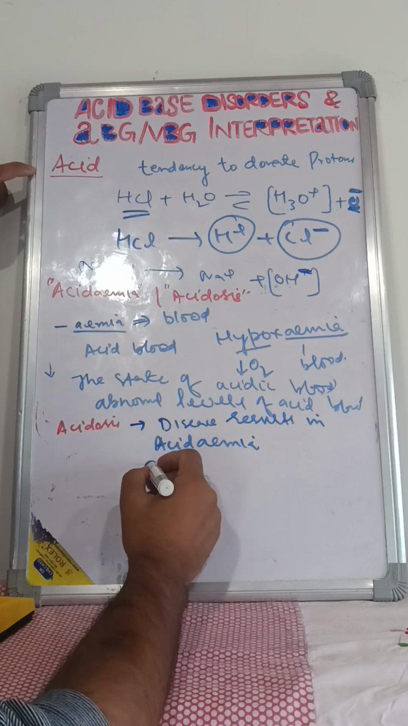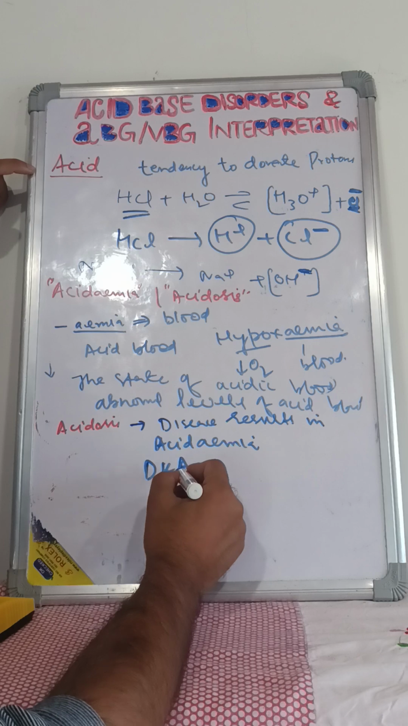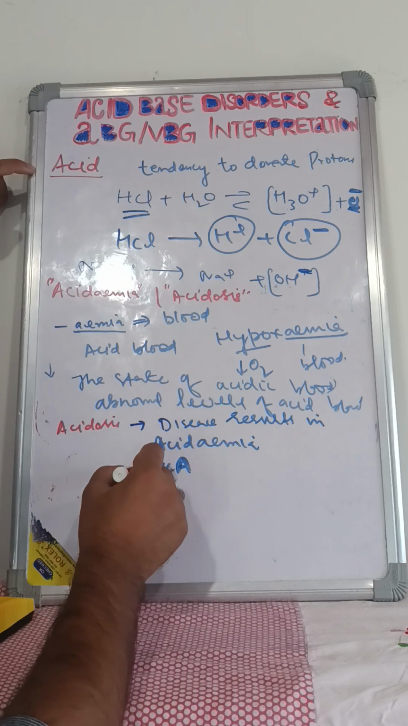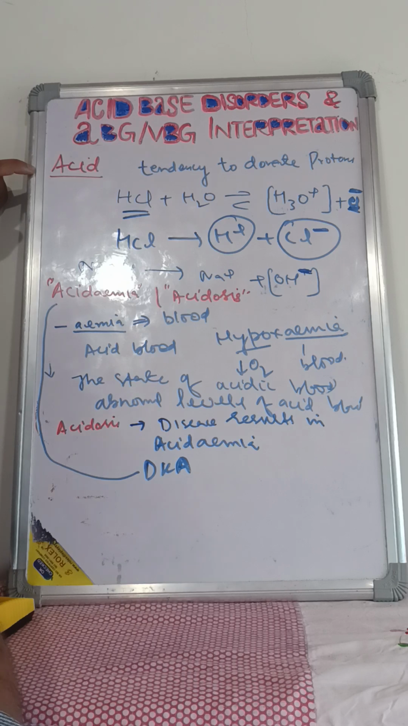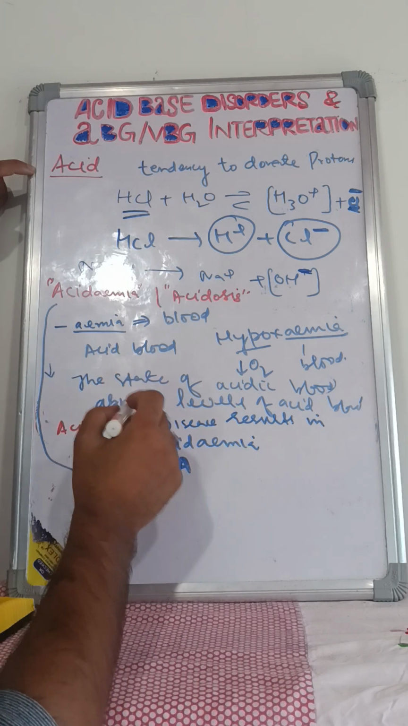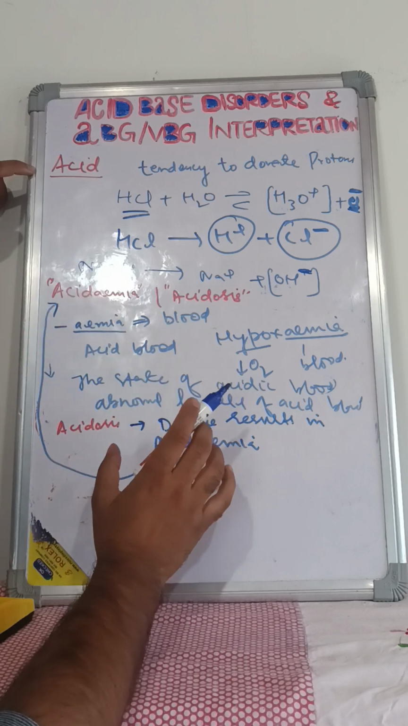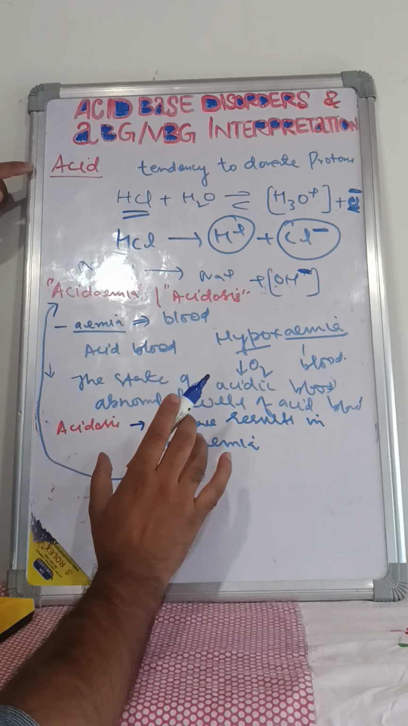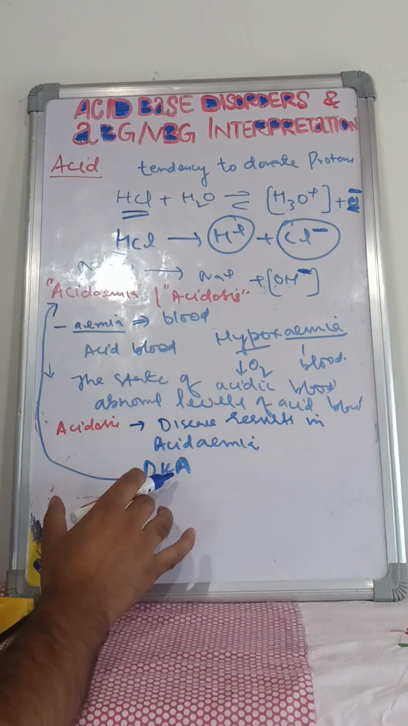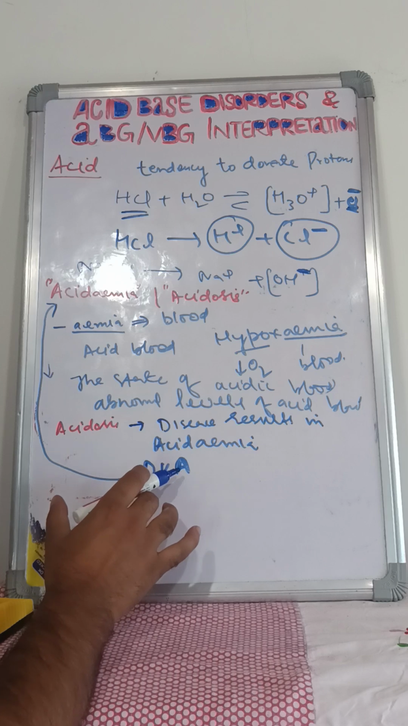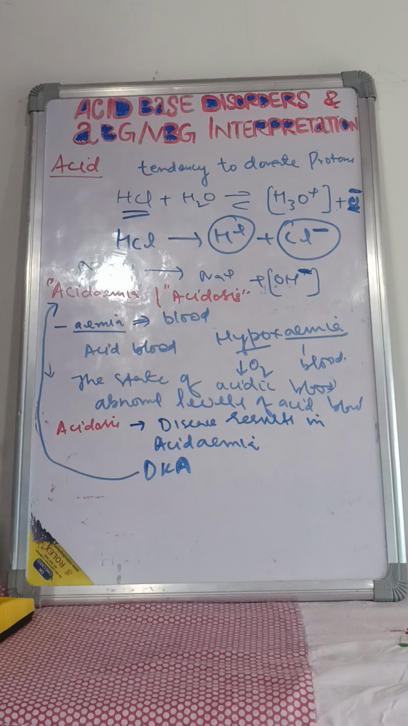For example, DKA, diabetic ketoacidosis. This is the pathological process, a type of acidosis, which will result in acidemia. The person's blood will have high levels of acids in it. So we can say the patient has acidosis, diabetic ketoacidosis, and his blood is acidic. He is having acidemia.